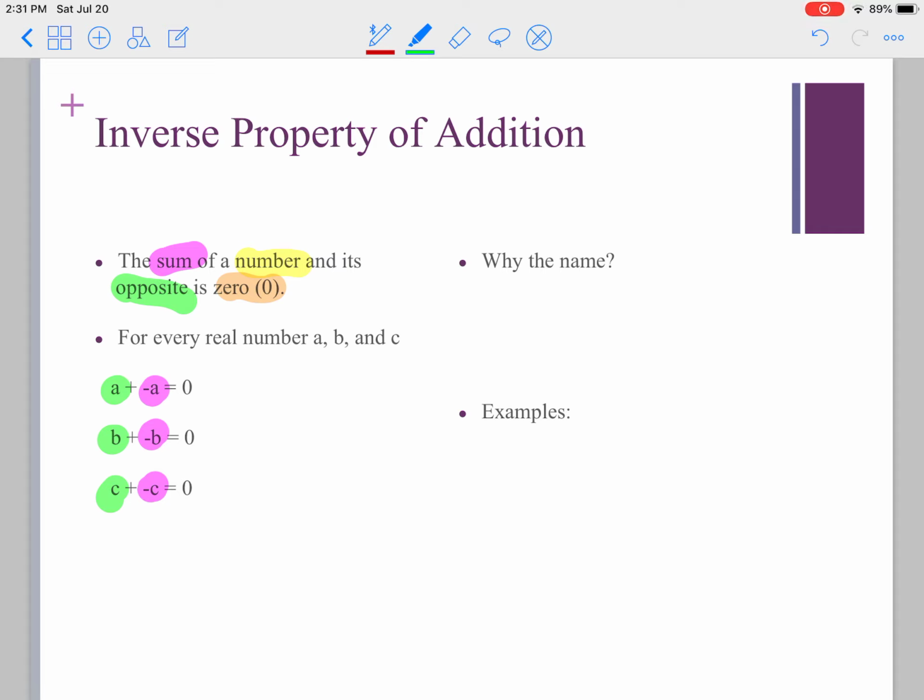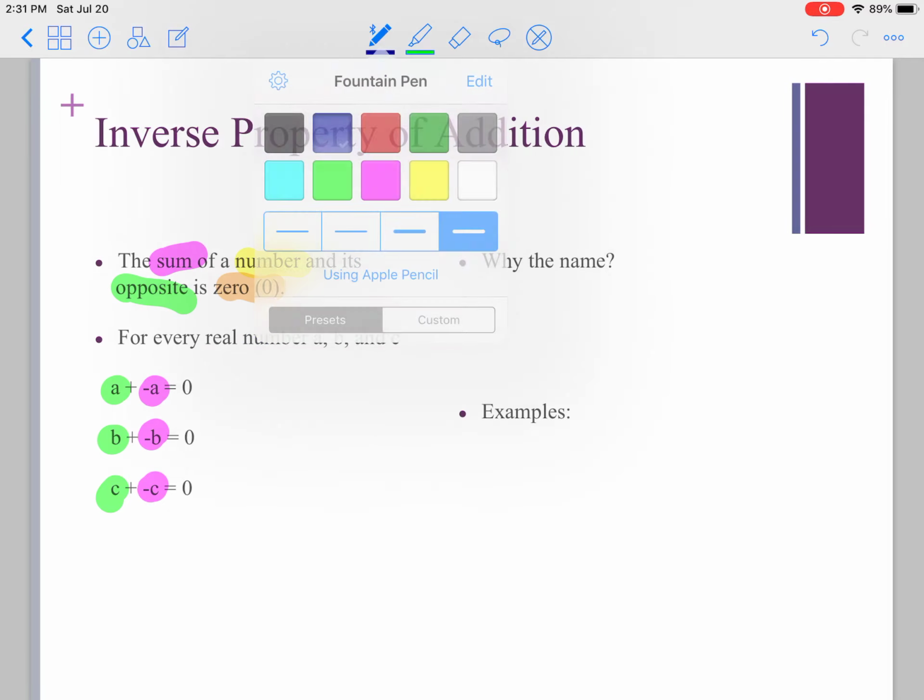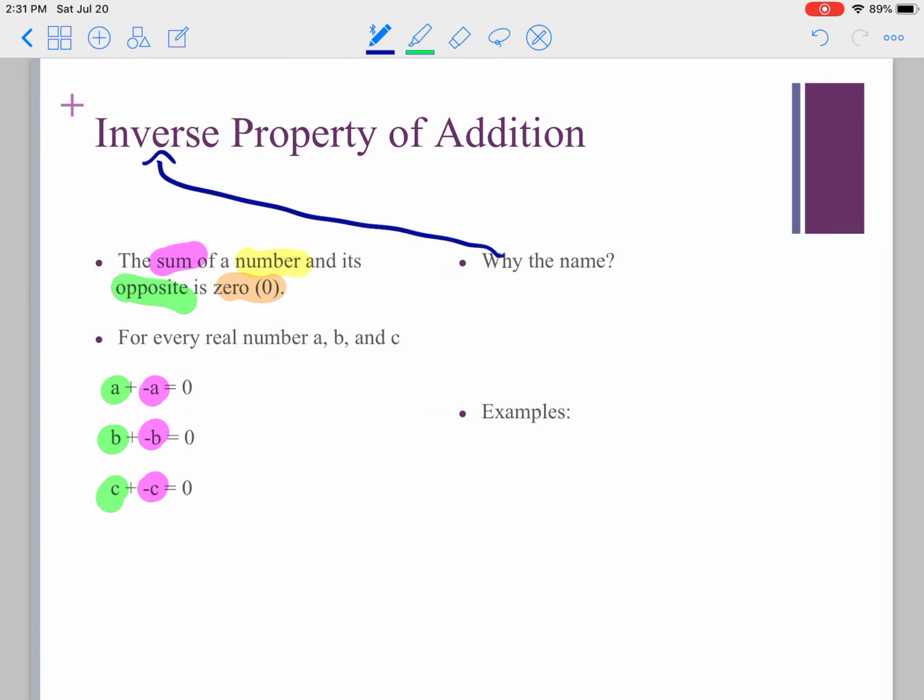And so a number and its opposite. And think of it again. Why the name? Well, I got to think of the name and what it's actually representing. Inverse. Inverse is kind of another word for opposite. They hold similar meanings. And so it's not necessarily called the opposite property of addition. It's called the inverse property of addition.